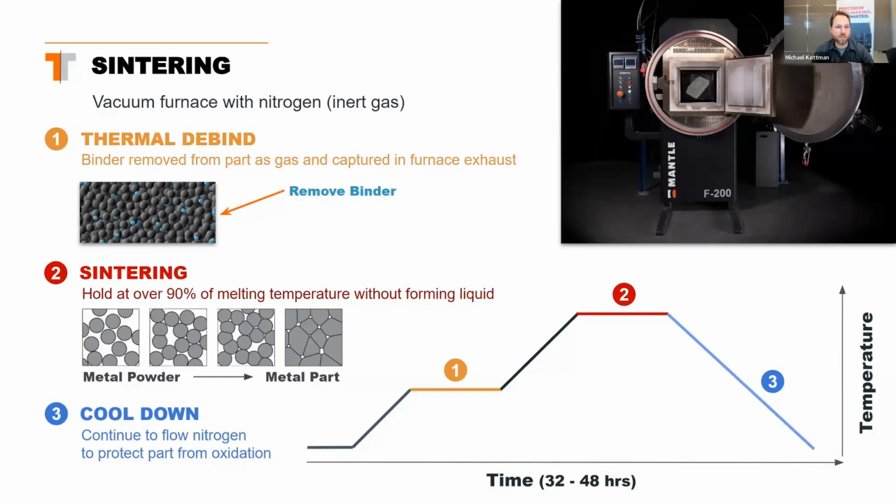This is a batch process. So if you have multiple Mantle printers, or if you've printed parts on your printer for a while and you have a number of green bodies, multiple green bodies can go into the furnace at the same time. And so that allows you to have really good efficiency on this process.